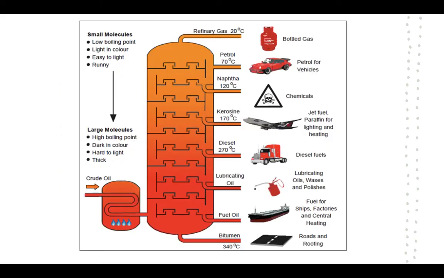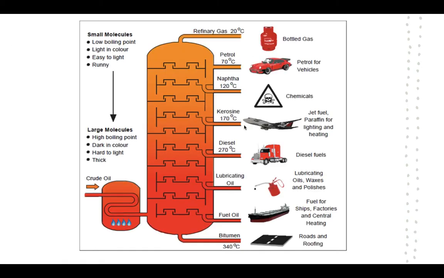What you might also find useful for completing your diagram is this picture here. It shows a fractionating column, one of our big steel towers, and it demonstrates that the fractions collected at the top are our small molecules, those at the bottom are our larger molecules. It gives the name of each fraction, so at the top we have refinery gas, petrol, naphtha, kerosene, diesel, lubricating oil, fuel oil, and bitumen.